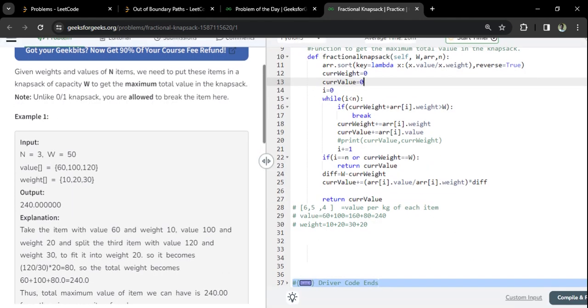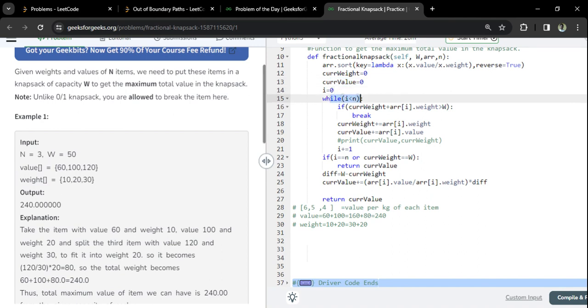So what is this division, by the way? These are these answers, 6, 5 and 4. What are these things? That is the value per kg of each item. I'm just trying to find the value per kg of each item. Then I've declared two variables, the current weight and the current value. I'm starting the index, that is the iterator, with 0.